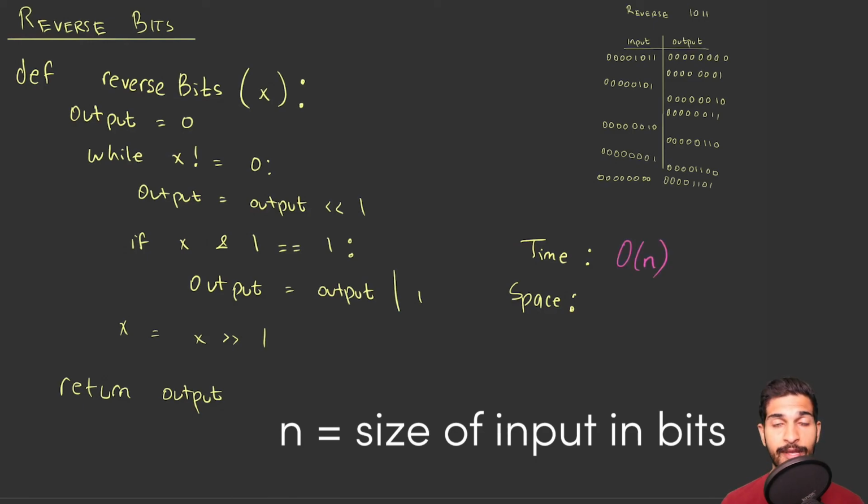And finally, our space complexity is also very straightforward. The only variables we create or use are output and our input, which is x. And those are both integers, which means they always use the same amount of space in memory. So we're using constant space, which is O of 1 space complexity. And that wraps it up. That's reverse bits in a nutshell.